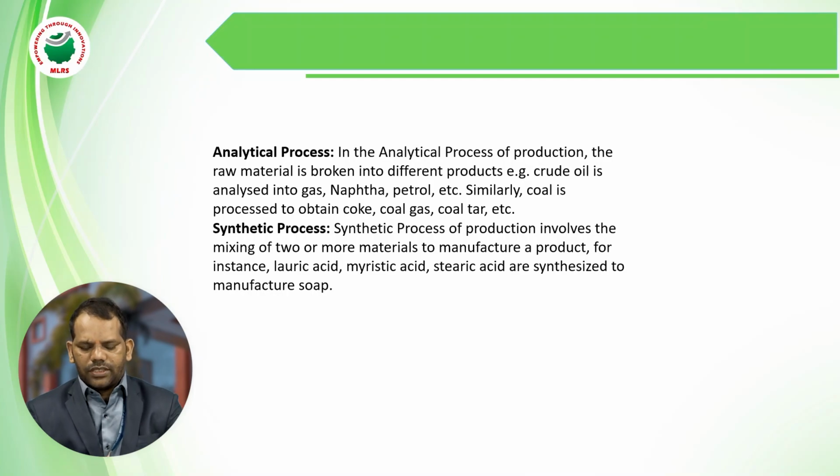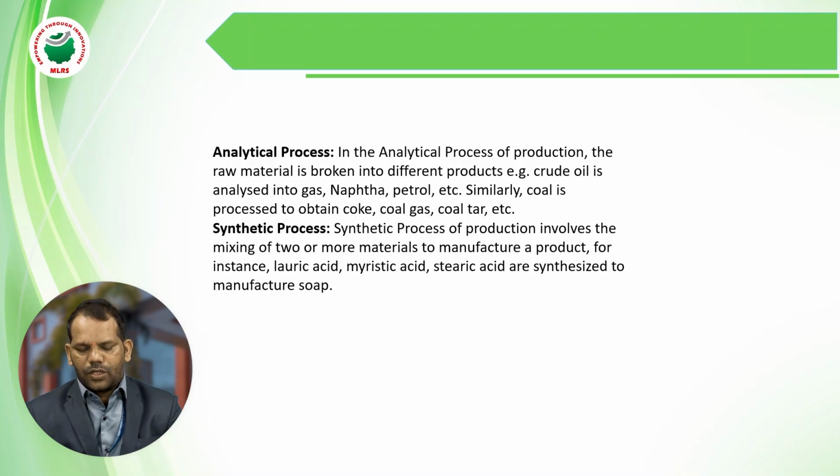Next, analytical process. In the analytical process of production, the raw material is broken into different products. Crude oil is analyzed into gas, naphthalene, petrol, etc. So the raw material will be converted into different segment products. Then only we can get the desirable productivity of a firm and organization. Similarly, coal is processed to obtain coal gas, coke. These kinds of elements we receive at the end of the day.